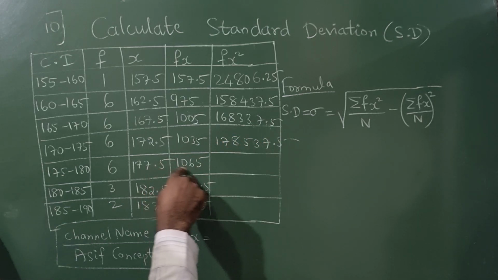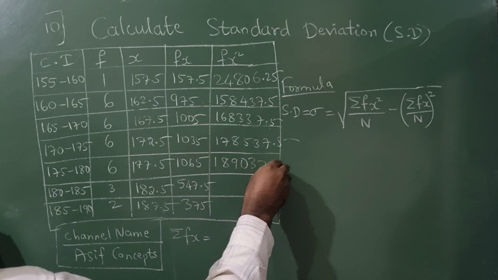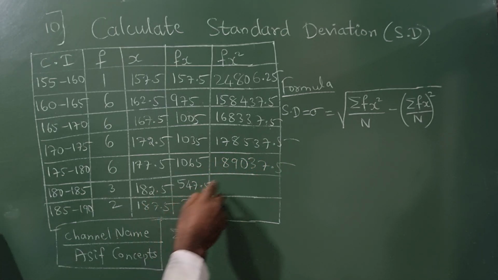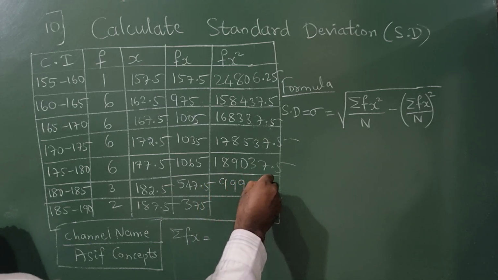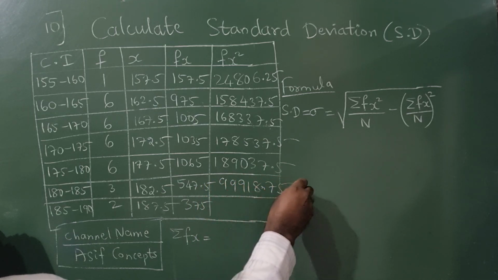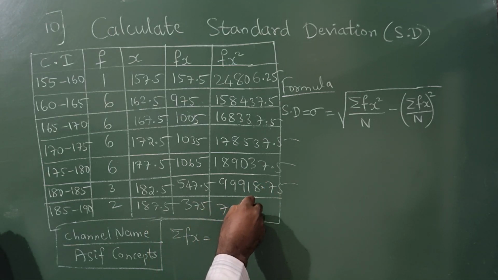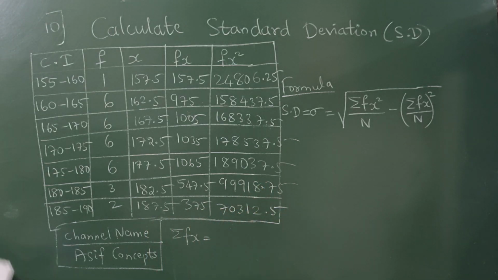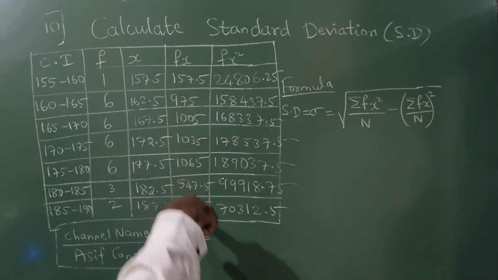Multiply these two. 1788537.5. Multiply these two. 189037.5. Multiply these two. 99918.75. Multiply these two. 70312.5. Okay, now add all fx column.